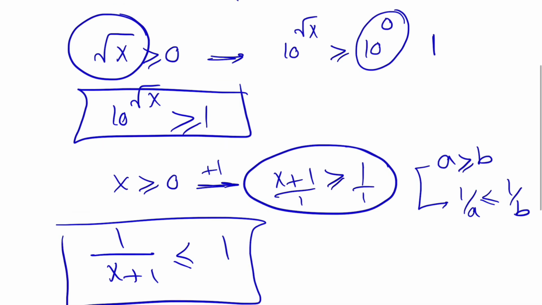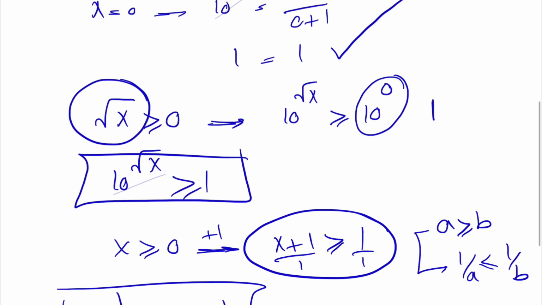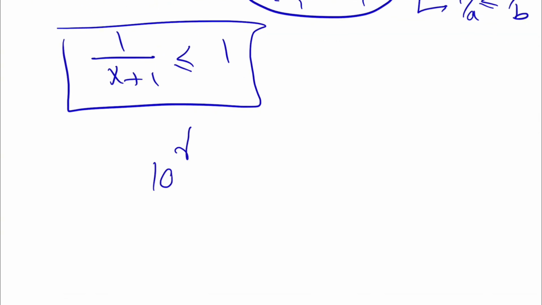So we figured out the left side is greater than or equal to 1, and the right side is less than or equal to 1. The only situation in which this equation can work is when each side is equal to 1, because the left side is greater than or equal to 1, and the right side is less than or equal to 1. So when this side is equal to 1, that means this has to be 10 to the 0, meaning our x has to be 0.